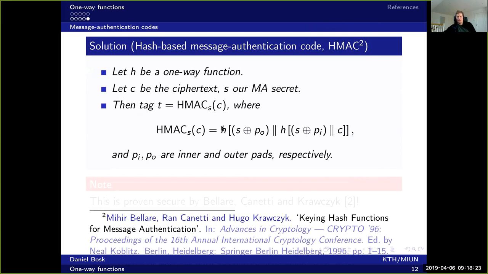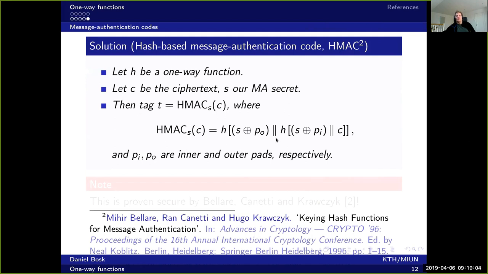We need to use the hash function twice. And the way we do it is that we take our secret and we XOR it with some padding, a padding value here, and this is specified in the protocol, but it's not interesting for us right now. And we concatenate the ciphertext here. So the key goes in here together with some padding and our ciphertext, and we run that through the hash function, and we get a value.